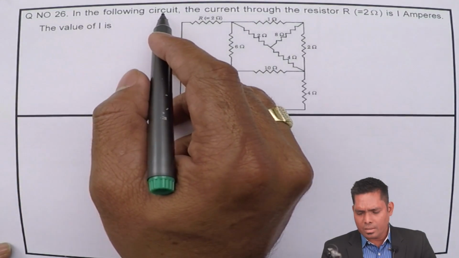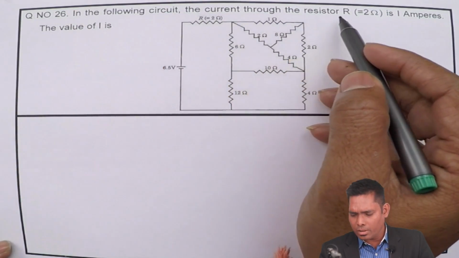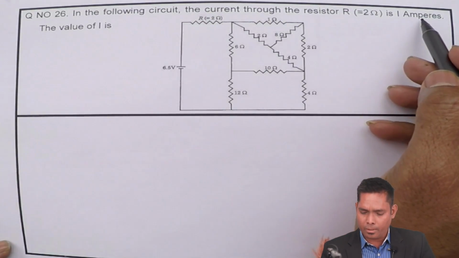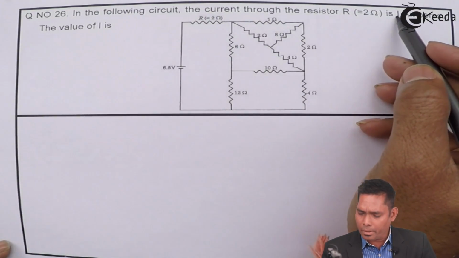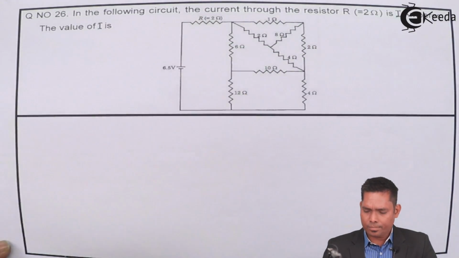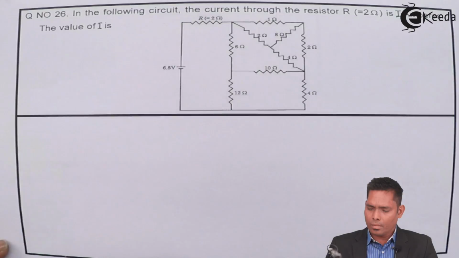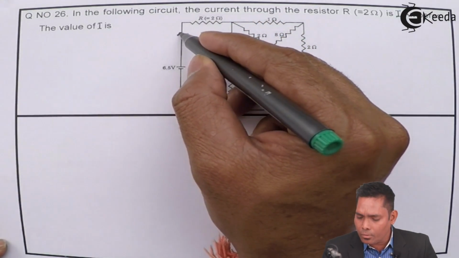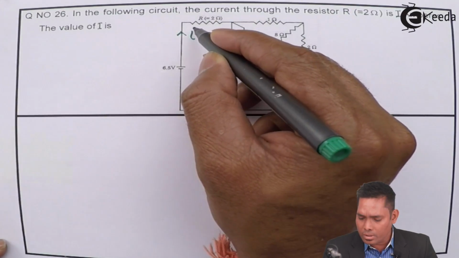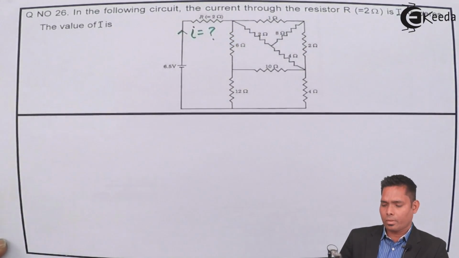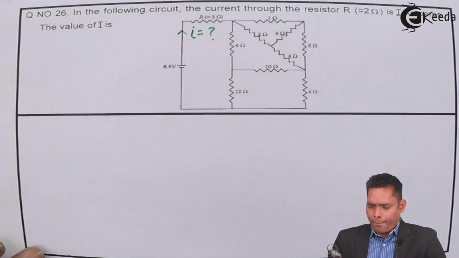In the following circuit, the current through the resistor R of 2 ohm is I ampere. The value of I is asked: what is the current that is flowing through this 2 ohm resistor?